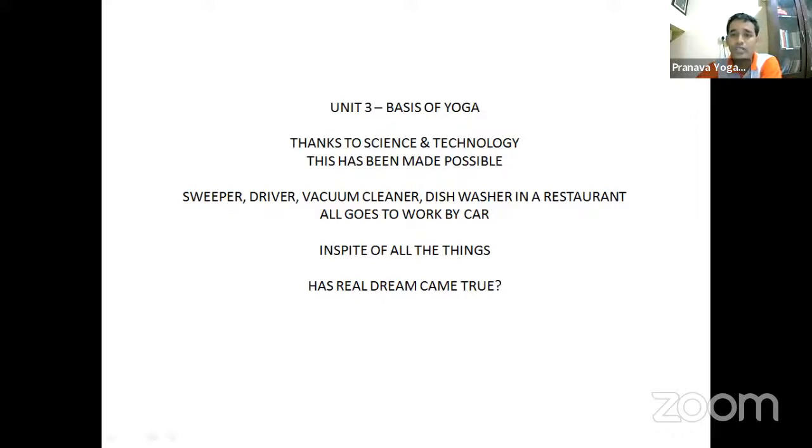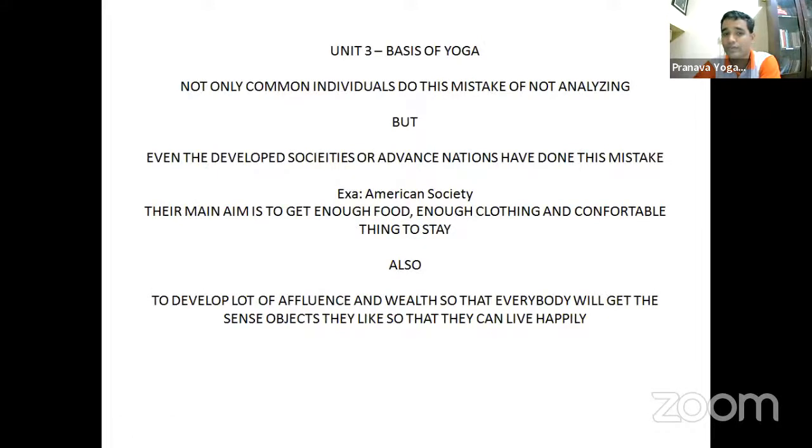in Western countries, they thought that if they get everything in the external world, they will be happy. So they produced so much affluence, wealth, everything. Even the sweeper, driver, vacuum cleaner, dishwasher in a restaurant all go to work by car in some Western countries like America. In spite of all the things that they have externally pursued, they have researched everything, they have developed so much affluence in the external world to become happy. In spite of all those things, has the real dream come true that they are happy? Are we really happy pursuing all those? Are we? Any answer?